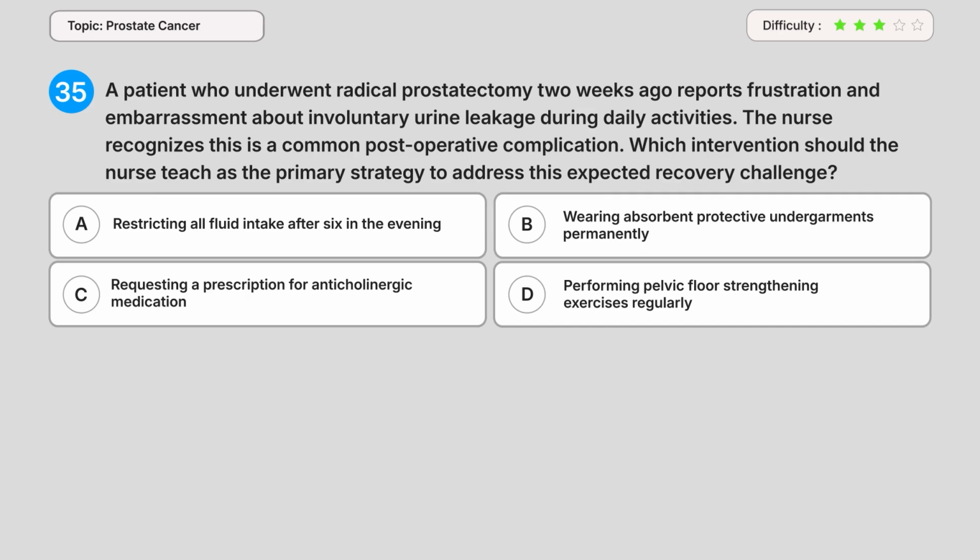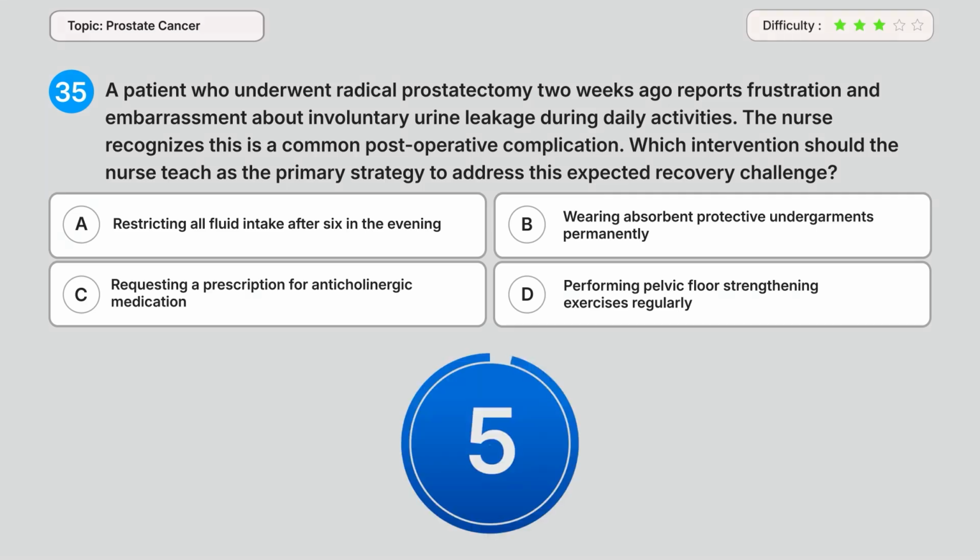A. Restricting all fluid intake after 6 in the evening. B. Wearing absorbent protective undergarments permanently. C. Requesting a prescription for anticholinergic medication. D. Performing pelvic floor strengthening exercises regularly. Can you guess the answer?